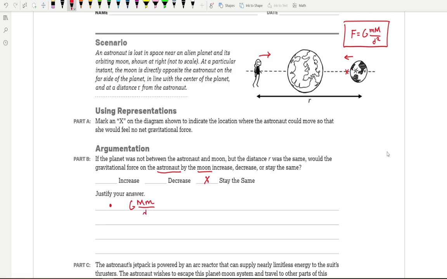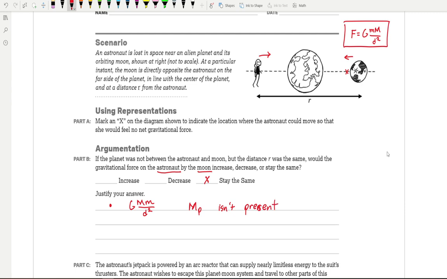So there's only two masses inside that GMm over d squared. The big mass is going to be the mass of the moon, and the little mass is going to be the mass of the astronaut themselves. So the mass of the planet, which we can call like MP, it doesn't show up. It isn't present in the formula. Can't spell present.